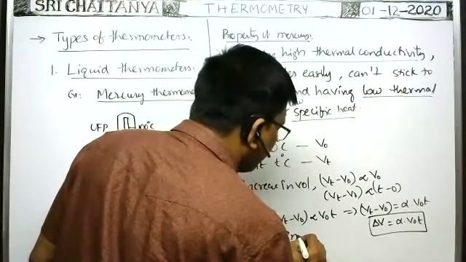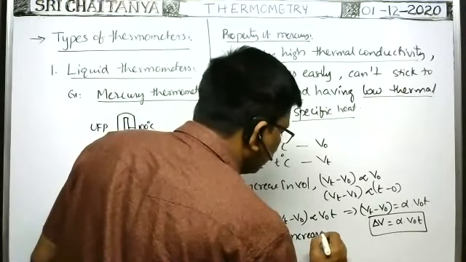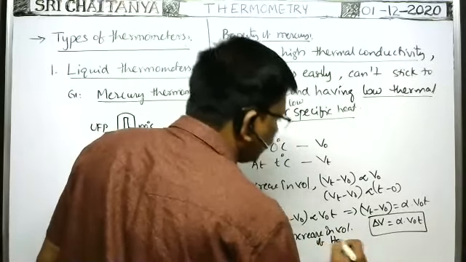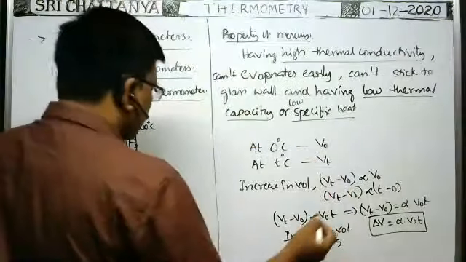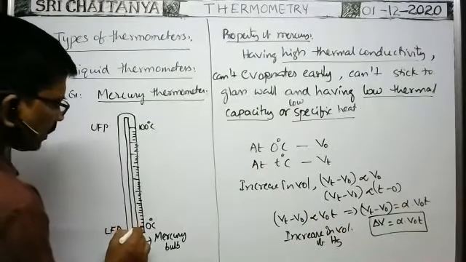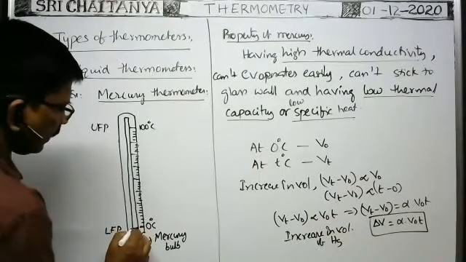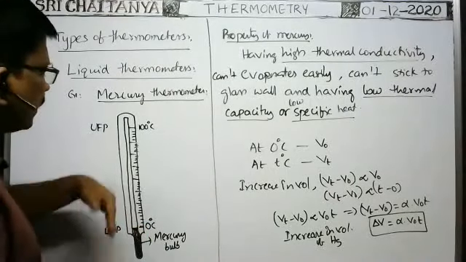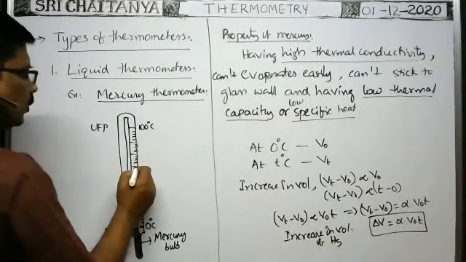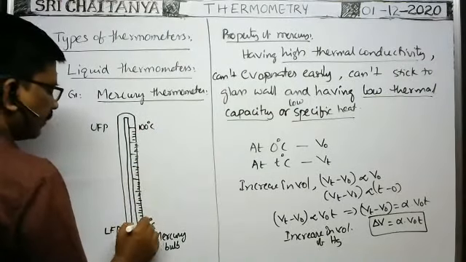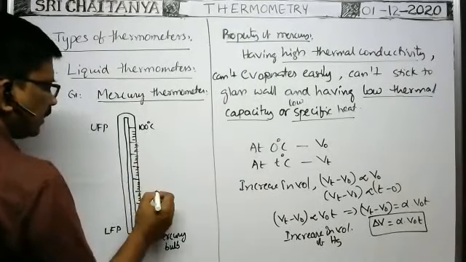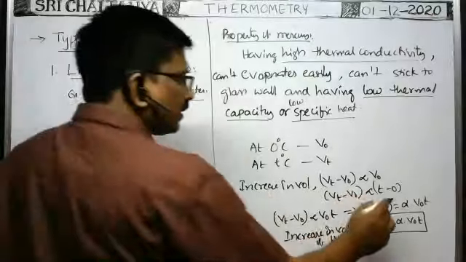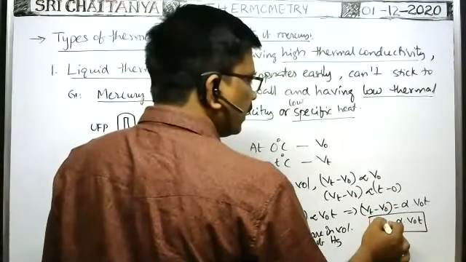This is the increase in volume of mercury upon heating. Here at 0 degrees centigrade, suppose the mercury level is up to this point only. This amount of mercury is taken. When the temperature increases, suppose to 37 degrees centigrade, what is the increase in volume of the mercury?